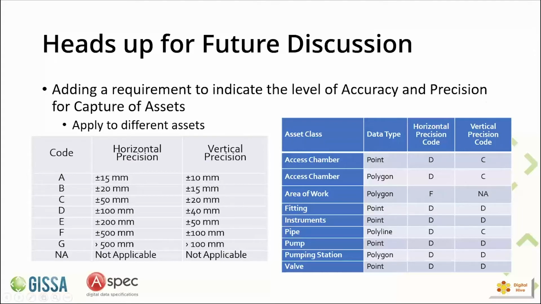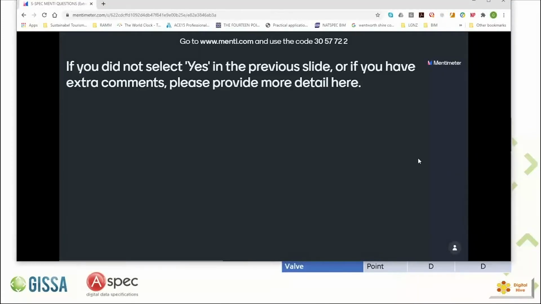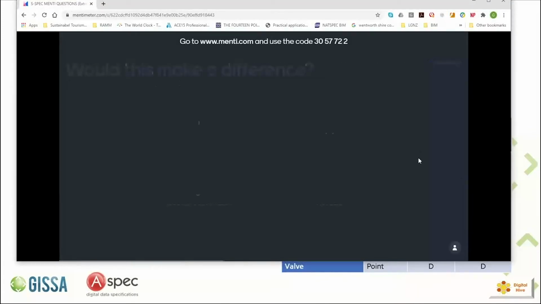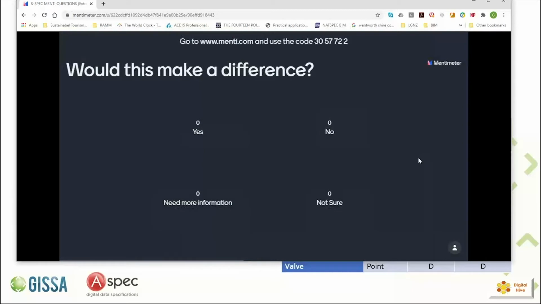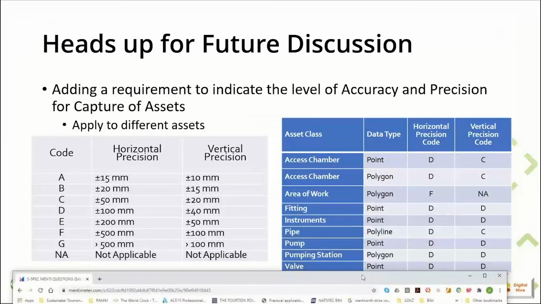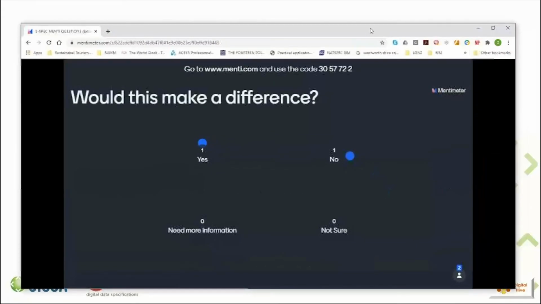So again, a Menti question. Would this make a difference to you, having these kind of, and I'll just slide this down again, would it make a difference to you having this kind of precision for level of accuracy, to indicate the level of accuracy and precision for each kind of asset in capturing it?